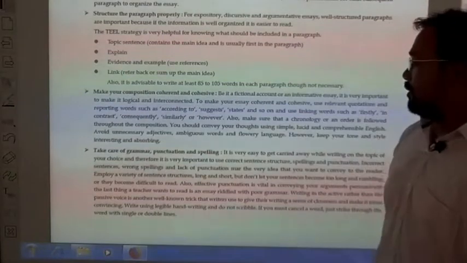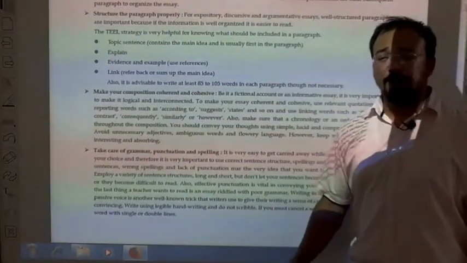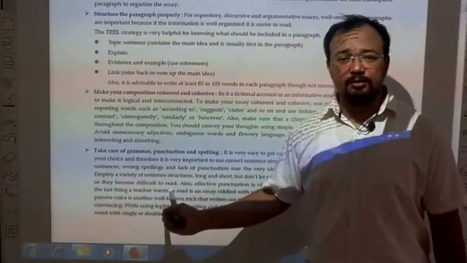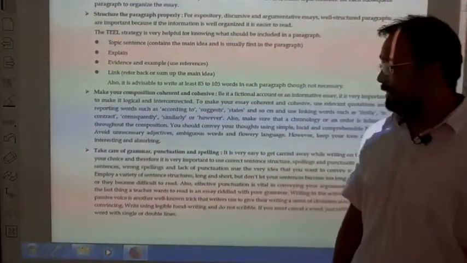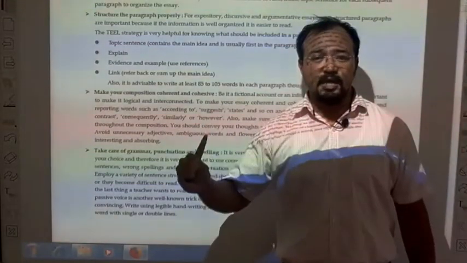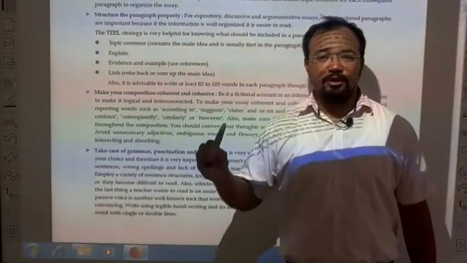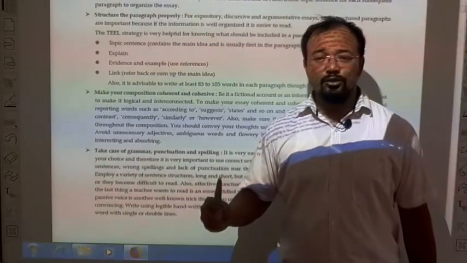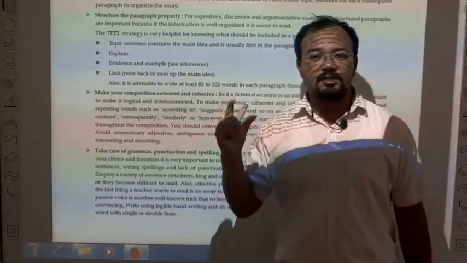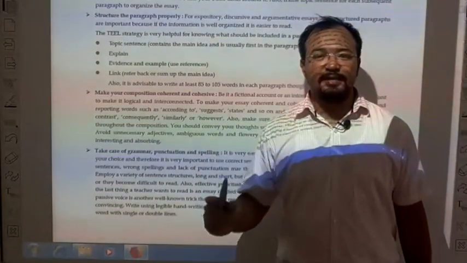Take care of grammar, punctuation and spelling. It is very important because the composition is actually judged on such basis, which is your grammar skill. Okay, so be careful, whatever grammar lessons are taught in your language syllabus, apply them in your essay writing, okay, with the construction of the words and sentences.